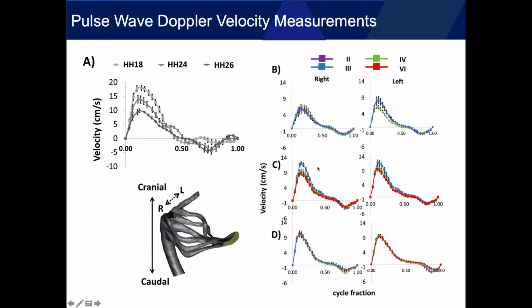Shown here are the flow curves for all of the outflow tracts for the 3 stages that we're looking at, HH18, HH24, and HH26. And then over here on the right, this is in all of the arch arteries. So we can see how it changes, and there are standard error bars along the curves. You can see that there's an N of somewhere between 8 and 15 for all of these curves included in those error bars.